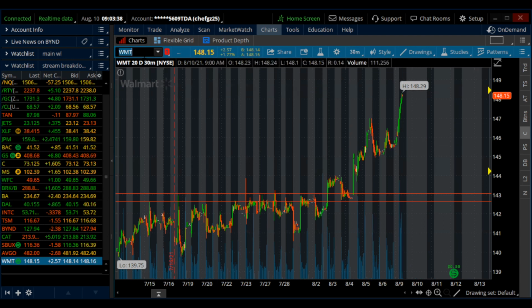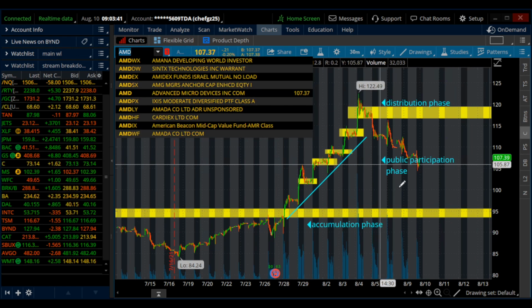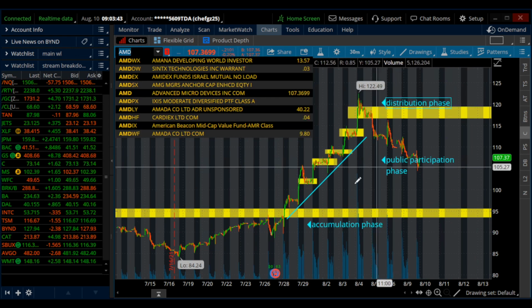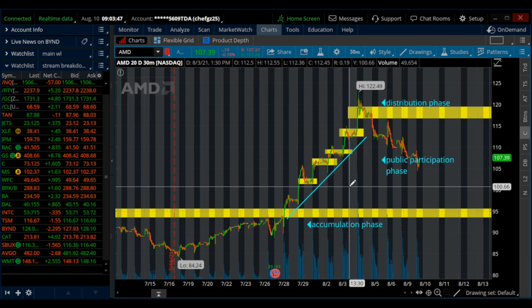Oh, well, let me just do AMD. Let's talk about AMD. Here you go. All right, so when it comes to a staircase pattern, I am a supply and demand trader. I like to buy at supply, I like to buy at demand, whichever one comes first, whichever one is breaking out. I like grabbing the trend changes when directions change in a stock.